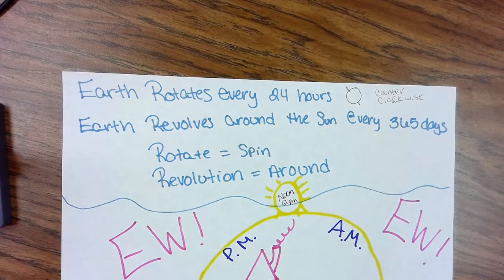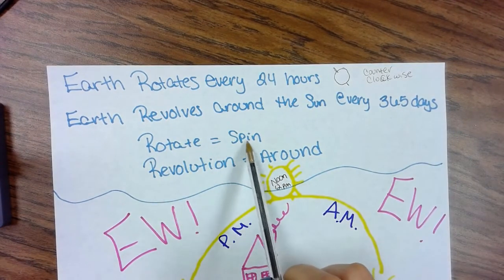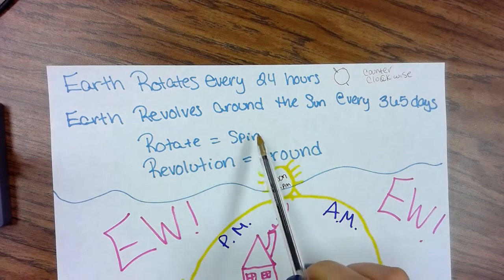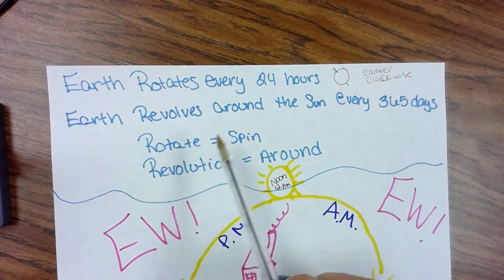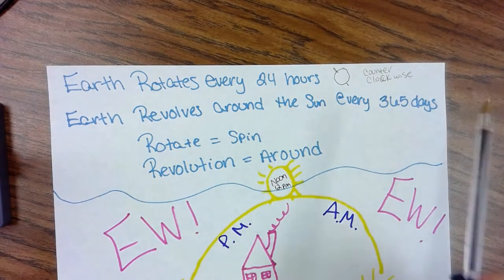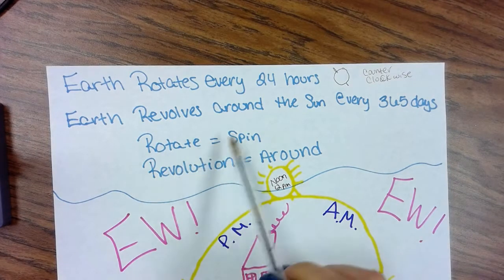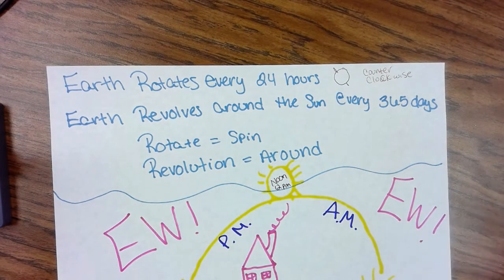Another, if you still get these two words confused, look at what I did here. I put rotate equals spin, revolution equals around. Look at the lengths of the words. This word is shorter than that word, and that word is shorter than that word. So spin and rotate go together because they're shorter than these words that go together. I don't know if that helps you, but hopefully it will.